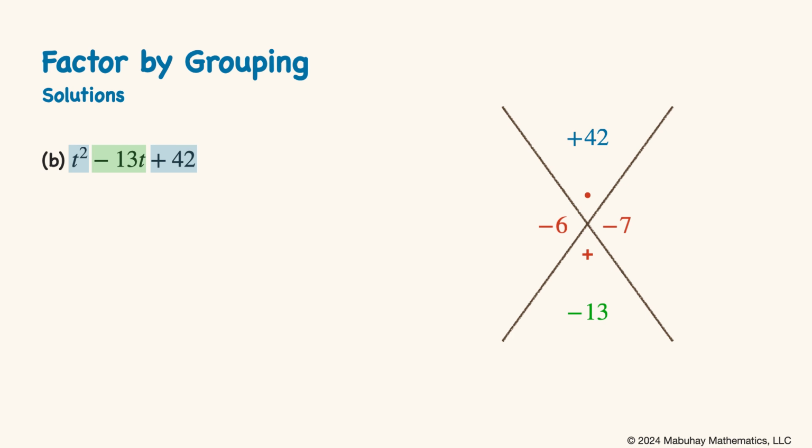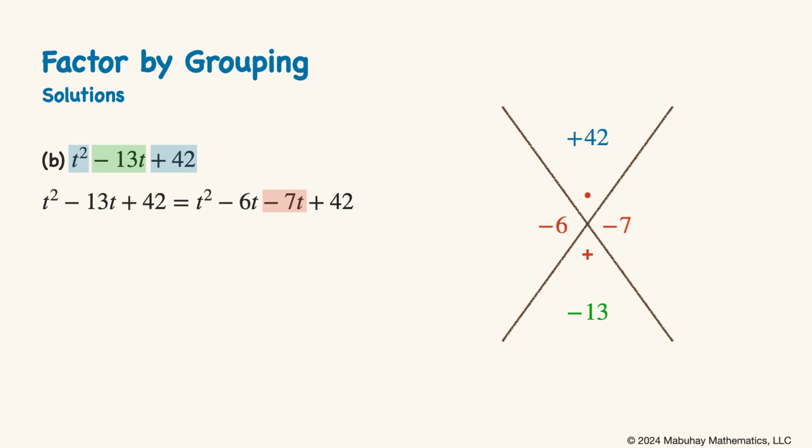Okay, so we found the magic numbers. What are we going to do with these? We're going to use them to split the middle term. Instead of negative 13t, we want to write it as negative 6t minus 7t. And then factor that form by grouping.